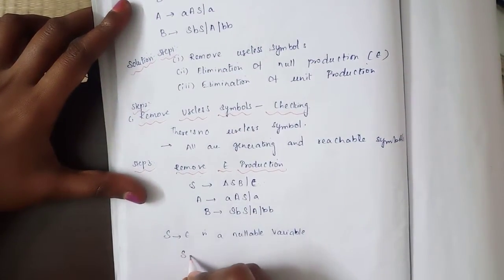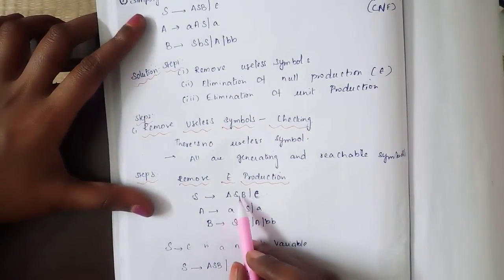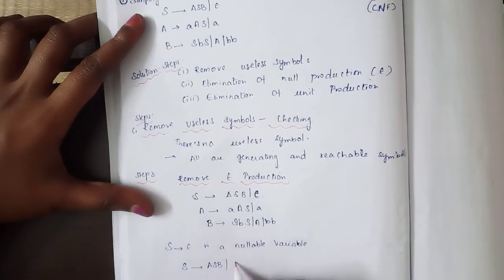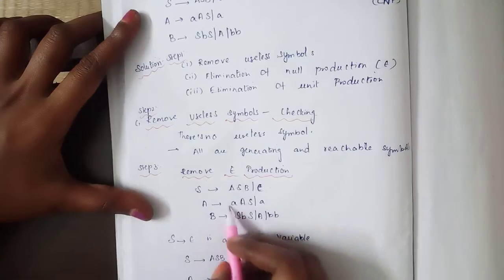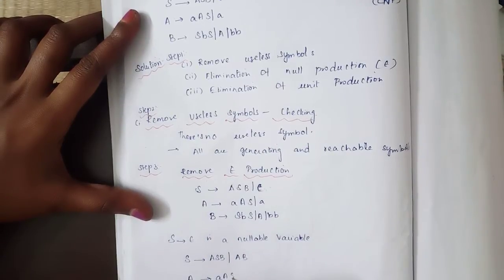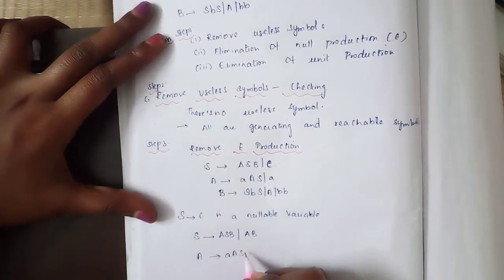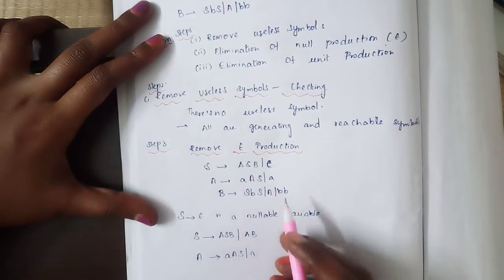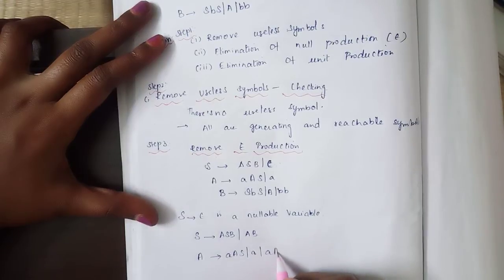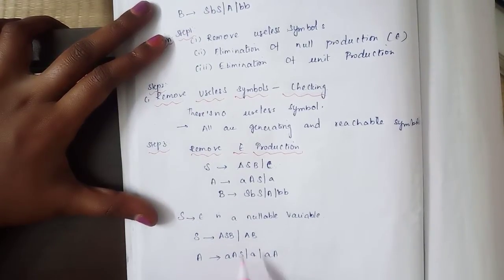Here S tends to ASB. When you substitute S with epsilon, we have AB, right? We have to include this. After that, A tends to AAS or a. You write the production as it is, and if you substitute epsilon for S, what do you get? A, right? So A is A. After that we have B.